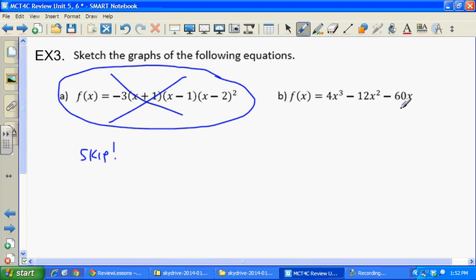This one is harder because we don't know any of the roots, but what do we do? We have to factor it, right? So I'm going to take out a factor of 4x and get x squared minus 3x minus 15, and keep factoring.